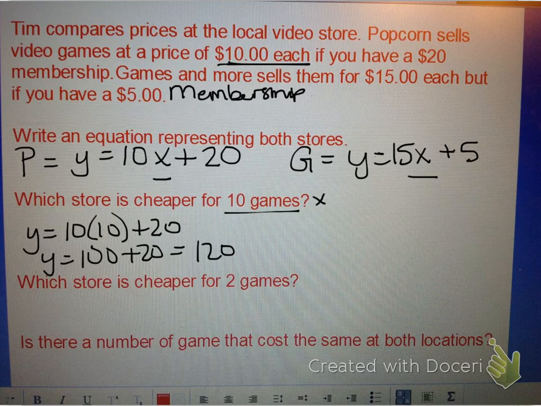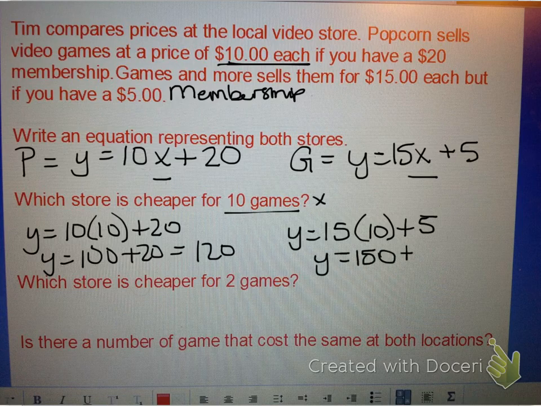So we're going to go over here for games and more, and we're going to say y equals 15 times 10 plus 5. So y equals 150 plus 5. So y equals 155. So for 10 games, popcorn is better.